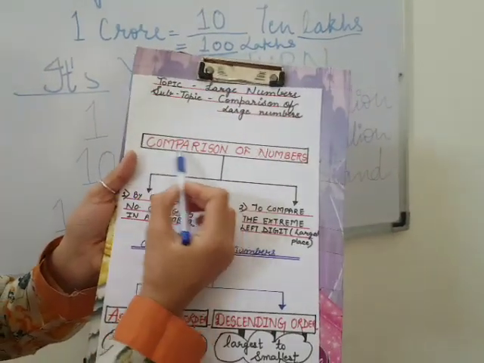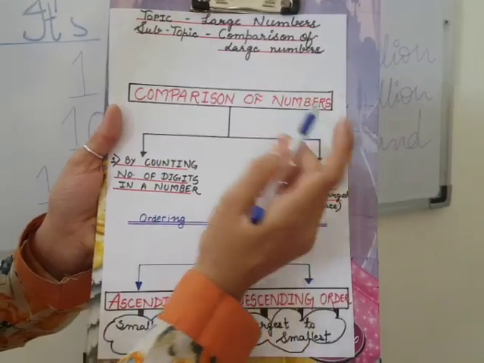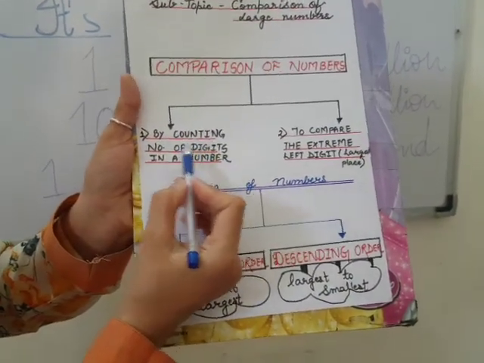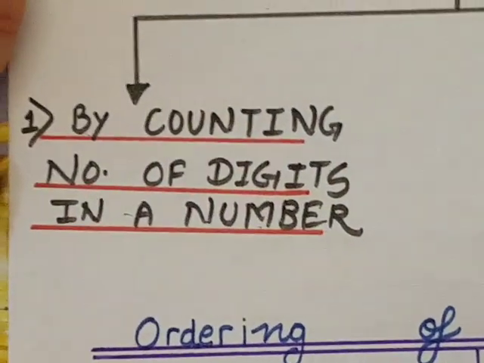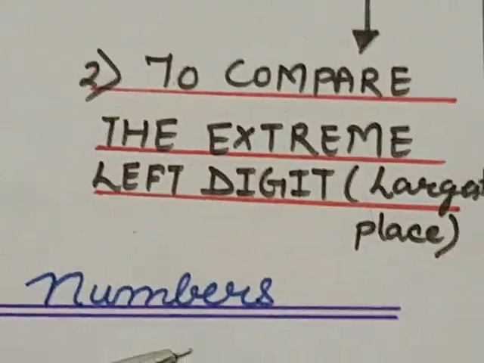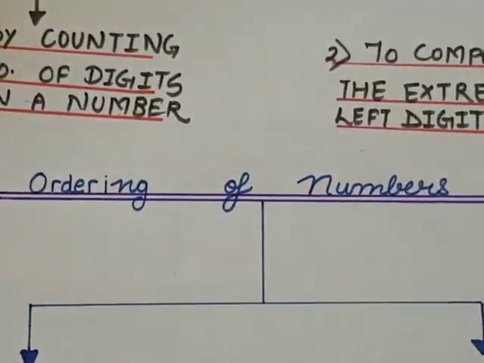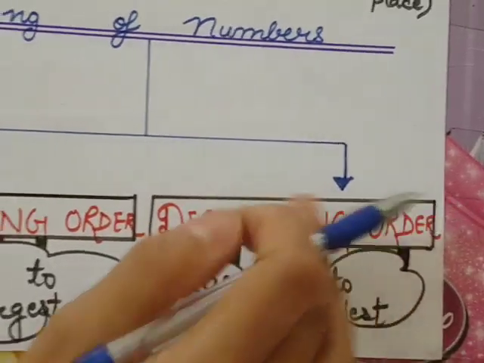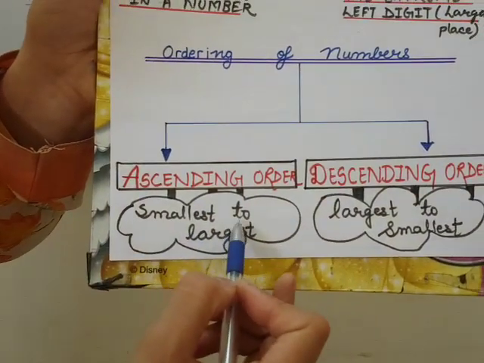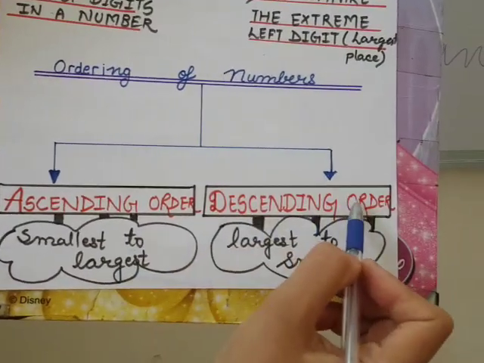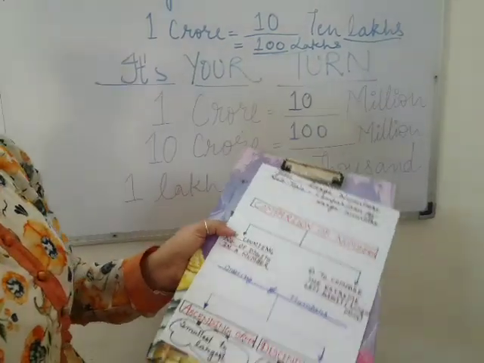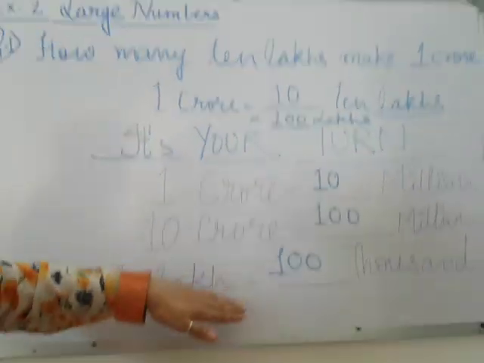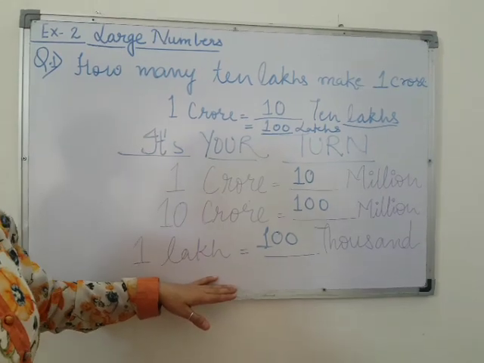Now the next topic is comparison of numbers. It can be done by 2 methods. First, by counting the number of digits in a number, and second, by comparing the extreme left digit, which is the largest place. And then we know ordering of numbers, which is ascending order and descending order. In ascending order we write small to large, and in descending order we write large to small. And the last topic is: how can we convert the places of a number?